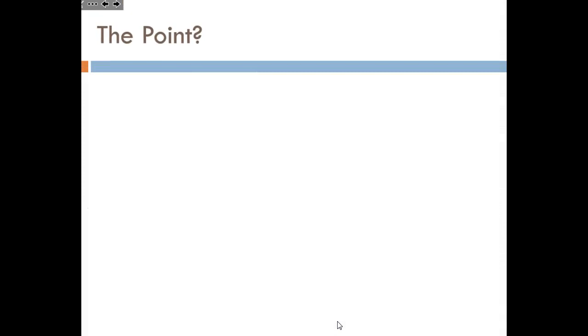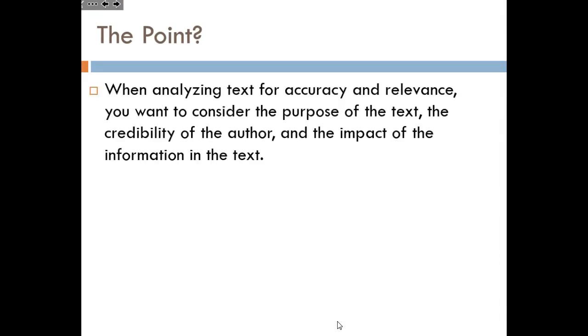Okay, so here's the point. The point is, when you're analyzing a text for accuracy and relevance, you want to consider a few things. One is the purpose of the text. Why was it written? The credibility of the author is big to look at, and the impact of the information. What are they trying to do?